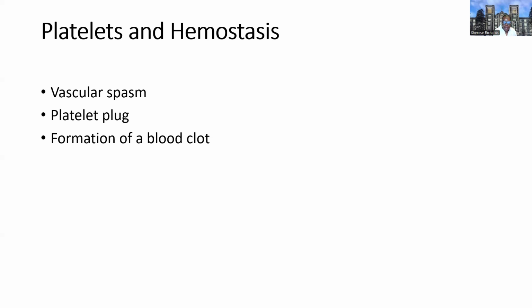The next step in that is going to be the platelet plug, which is where we have platelets adhering at first. We'll talk about platelet adhesion, and then platelet aggregation, which is the sequestration of additional platelets to create a platelet plug. And then the third and final step is clot formation.